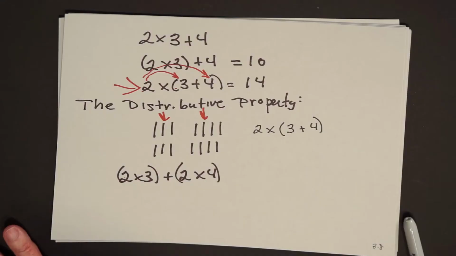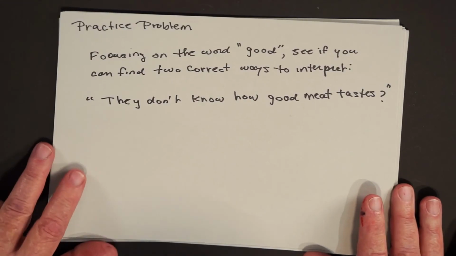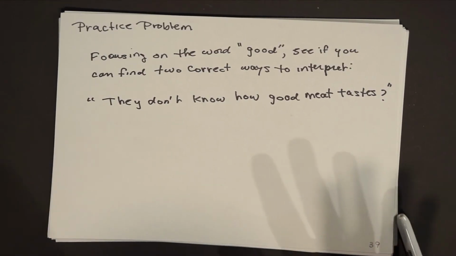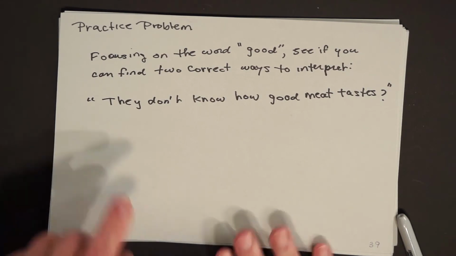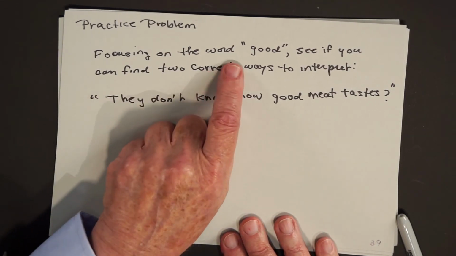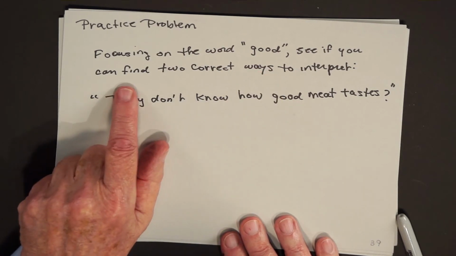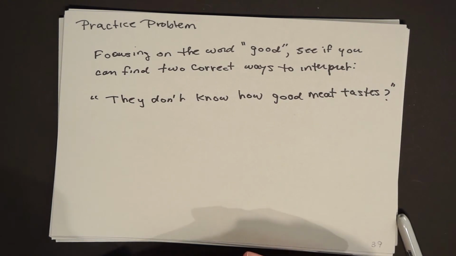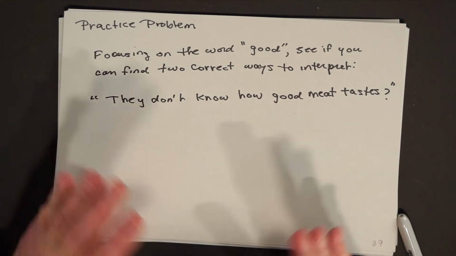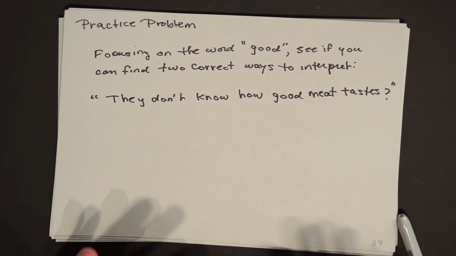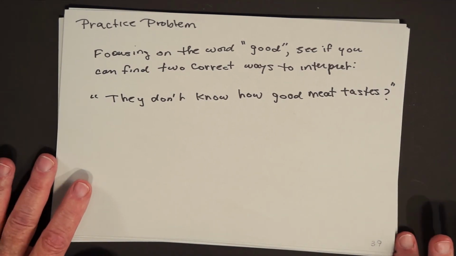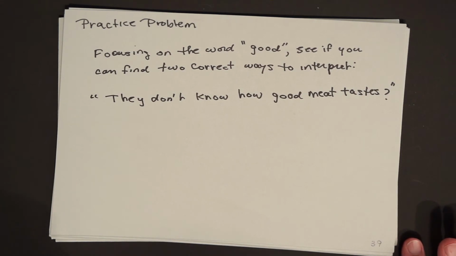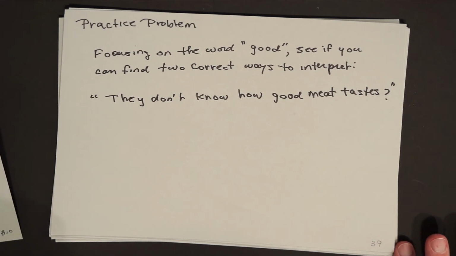So let me again close with our practice problem. And this again is kind of a subjective one, just to have you see that not everything is associative. But here's the practice problem. Focusing on the word good, see if you can find 2 correct ways to interpret: they don't know how good meat tastes. They don't know how good meat tastes. Focus on this question, pause the video, and then if you feel like it, come back, watch the rest of the lecture where I give you my interpretation of the solution, okay?